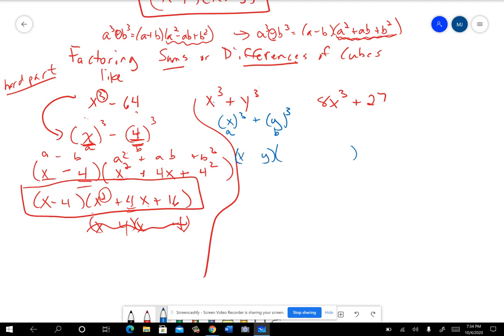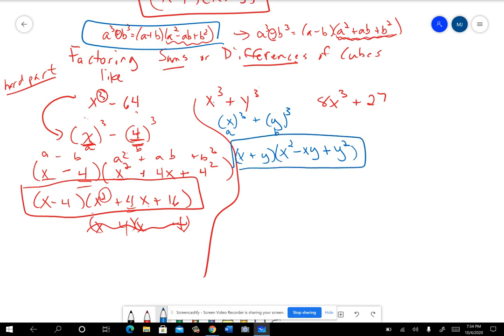with x, y, and a plus. Then I would take the x and square it. Then I would have minus x times y. Then I would have plus the y squared. So I'm just looking at this formula right here, and I'm replacing the a with x and the b with y. There's no guessing or checking. This would be my final answer. Okay.